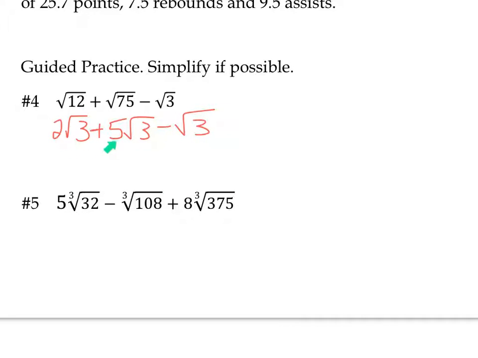We have 2 plus 5, that's 7, minus, nothing in front here means there's a 1. So again, 2 plus 5 is 7, minus 1 would be 6 square root of 3. That would be our final answer.